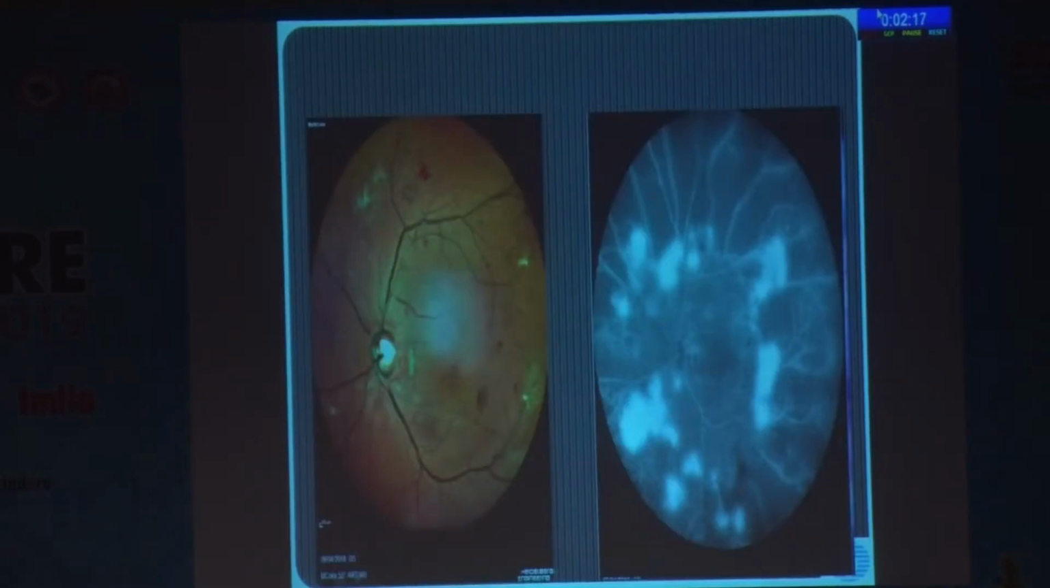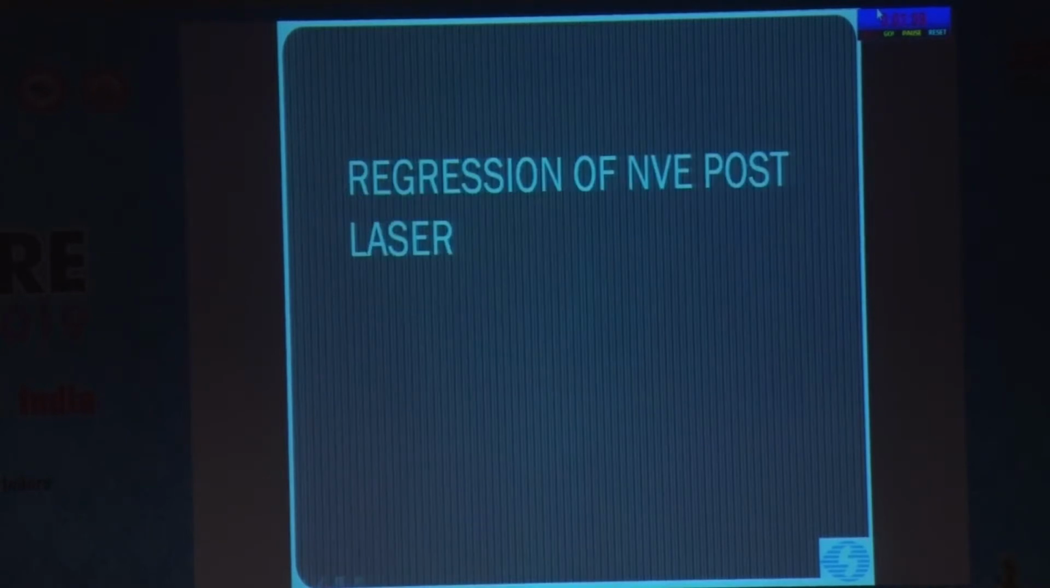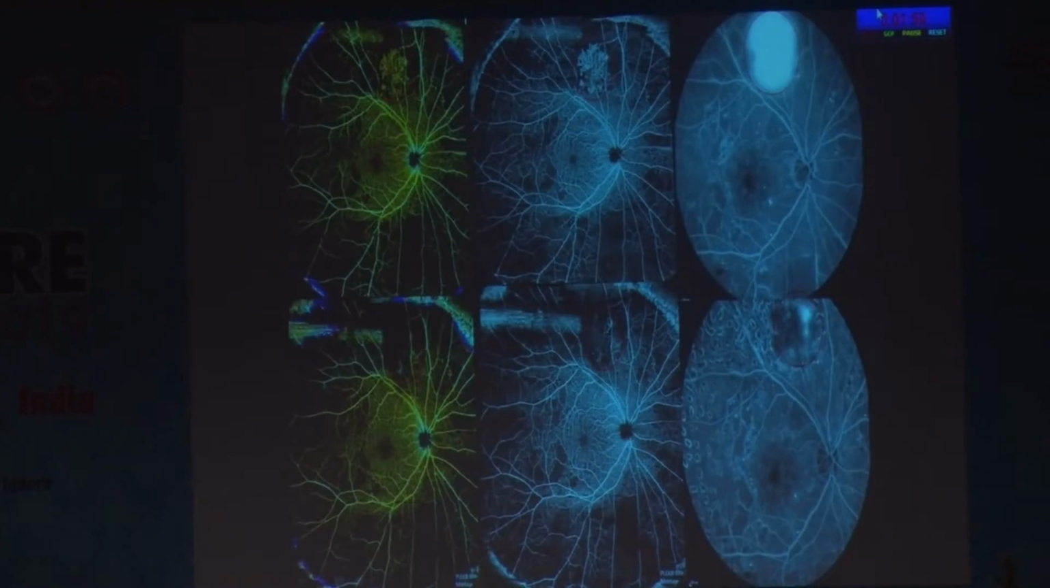So this is a patient, and this is the conventional imaging. On angiography, you can see the new vessels and capillary non-perfusion. You can see how beautifully the vasculature is delineated on OCT angiography, and even the capillary non-perfusion is seen in great detail without the use of any dye in this patient. This was one of our cases which we published recently.